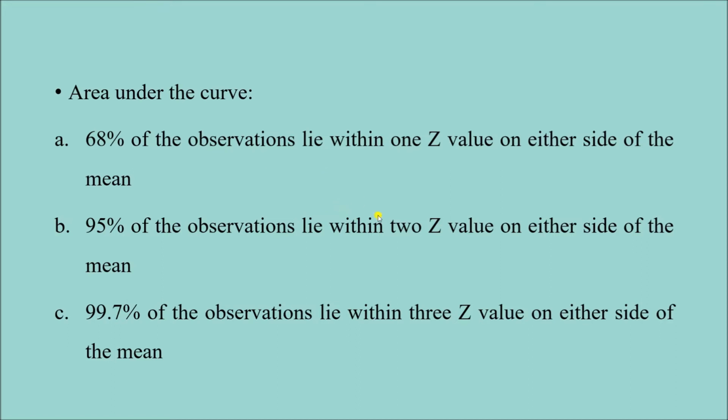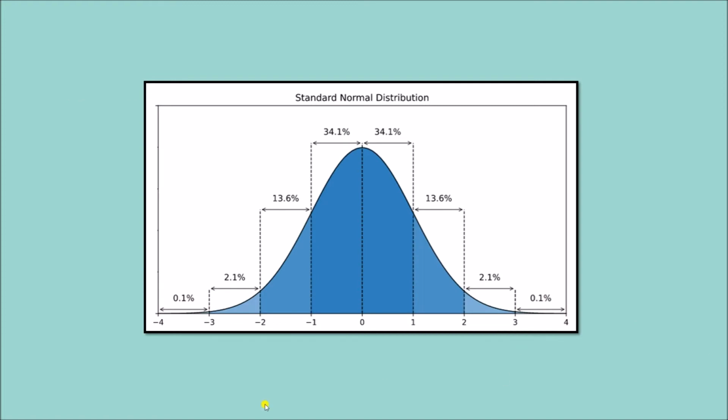So if we look at the mean value and then one z value on either side of the mean value, it will cover about 68%. So this is approximate, right? Similarly, two z values on either side of the mean value will cover about 95%, and three z values on either side of the mean value will cover about 99.7% of observations. So it looks somewhat like this, almost similar to the normal curve.